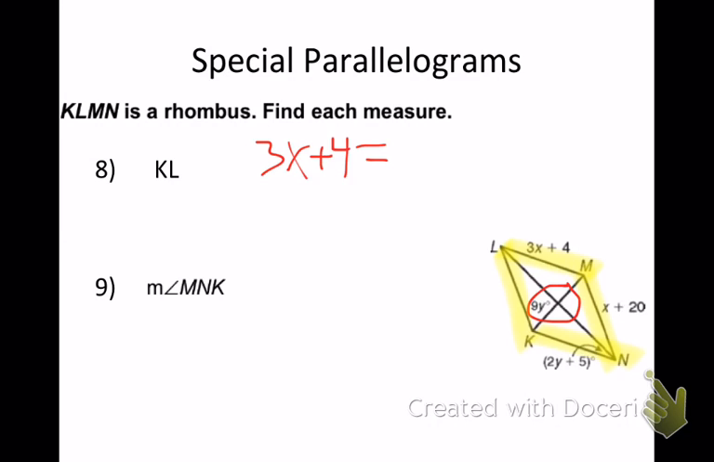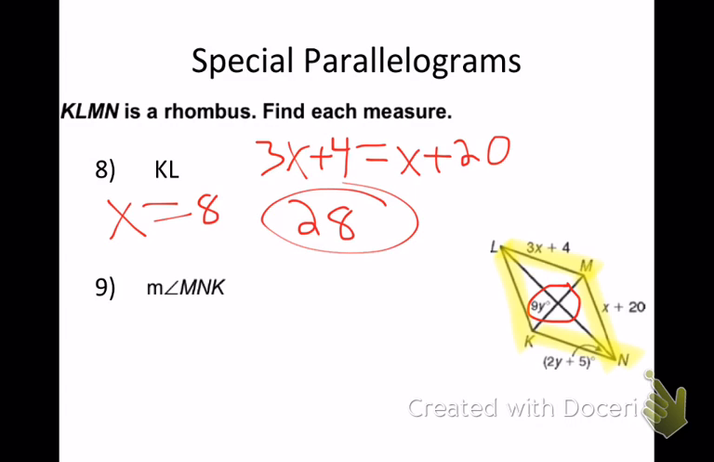3x plus 4 equals x plus 20. When you do that, you get x equals what, Colin? And then you plug it back in, and KL is going to be what? 28. Nice job. Gentlemen, quiet down over there. And then 9. Now we do number 9.